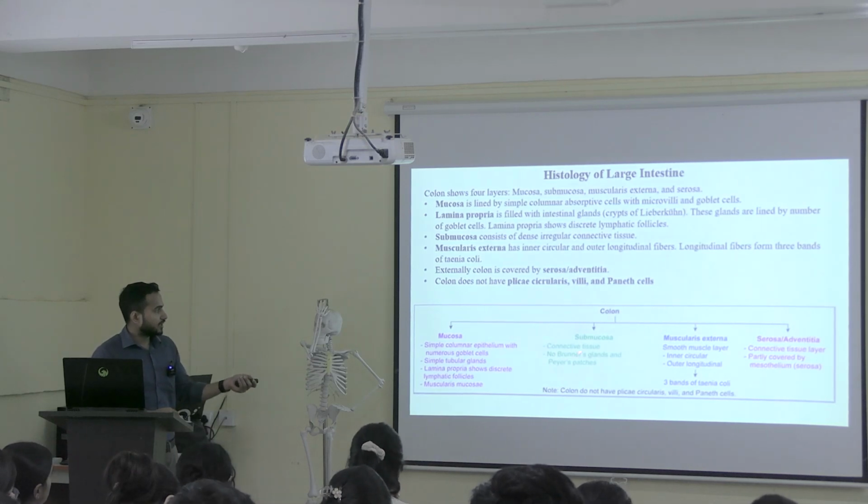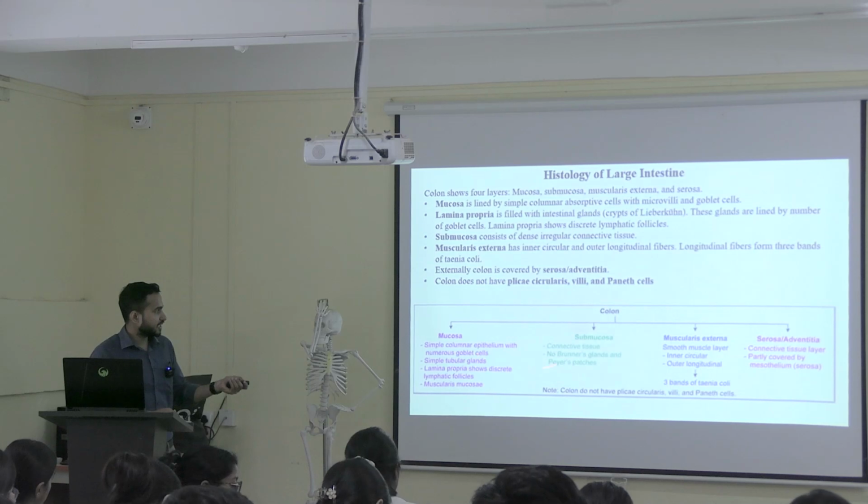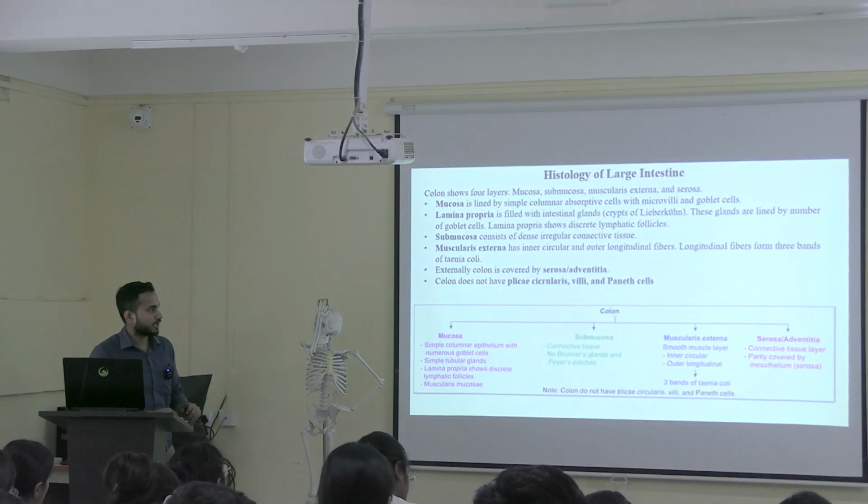So here you can see all the four layers of the large intestine. Okay, everything is almost same. Only difference is in the muscularis externa, the outer longitudinal layer is modified to form three bands of tinea coli. Okay.